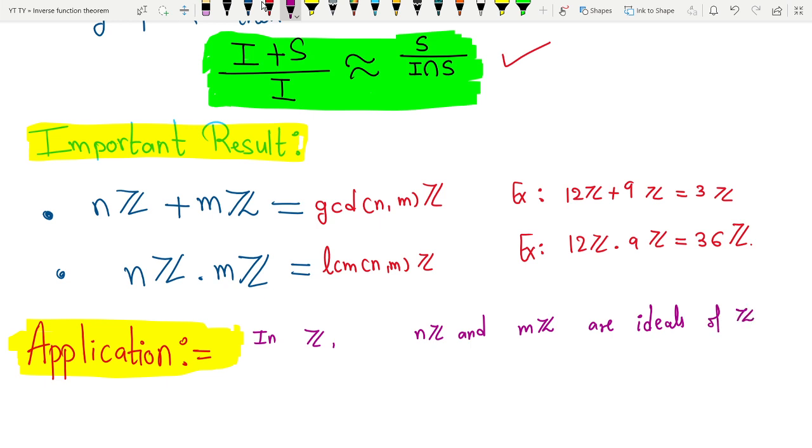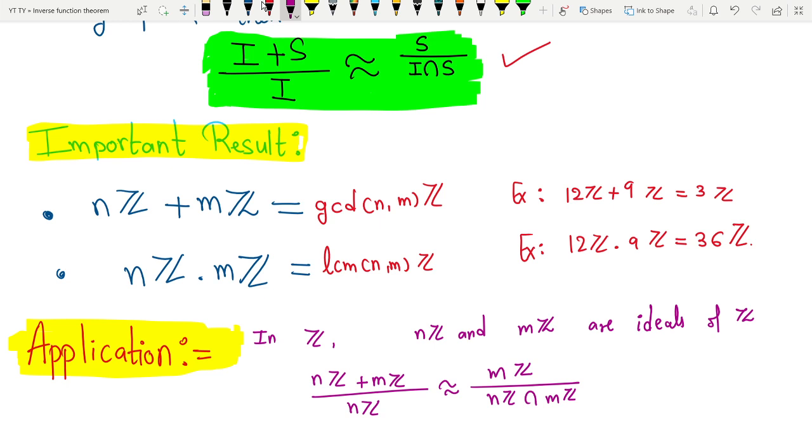So if they are ideals of Z, by this third isomorphism theorem, what I can write is nZ plus mZ modulo nZ. And that is isomorphic to, what I'm dividing with, I'm dividing with nZ, right? So if I'm dividing with nZ, then it becomes mZ modulo nZ intersection with mZ.